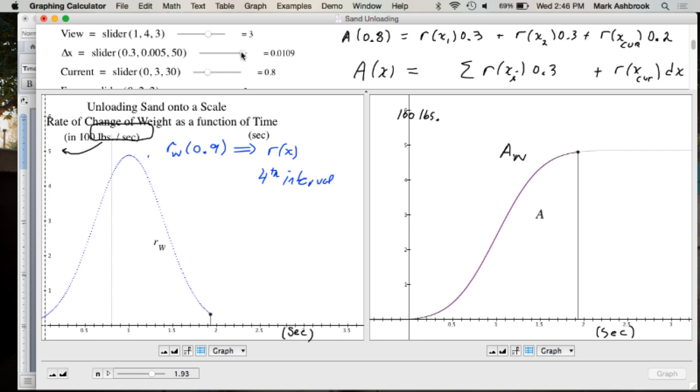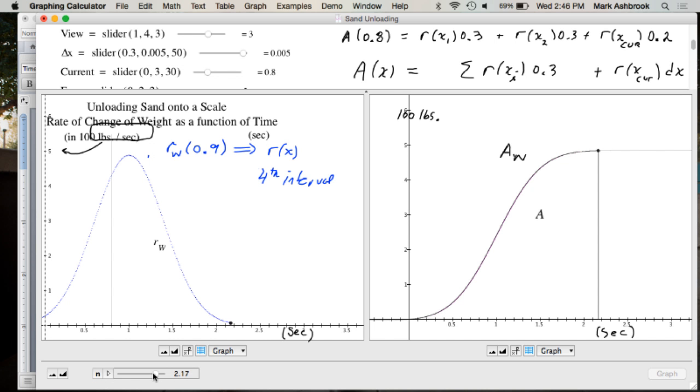Okay, so I'll go even smaller. I think I got 0.005 here. So here's 0.005. Our constant rate function is virtually the same as the original rate function. And look at our net accumulation. Can't even see the difference, right? So what we do is we make delta x small enough so that we can't tell the difference between exact and approximate, and then we call that exact. Okay.